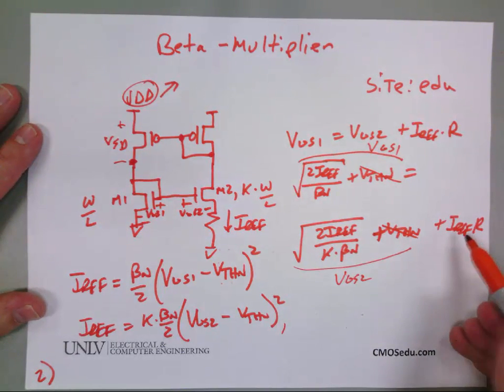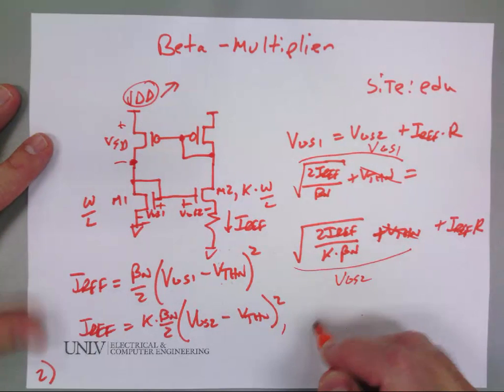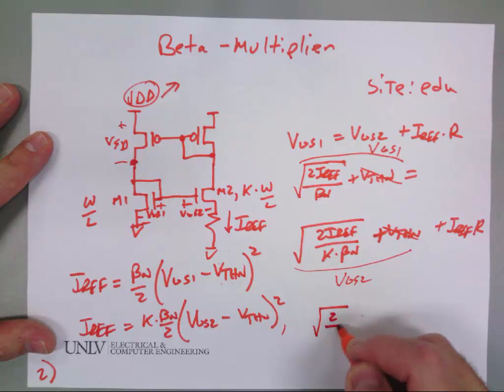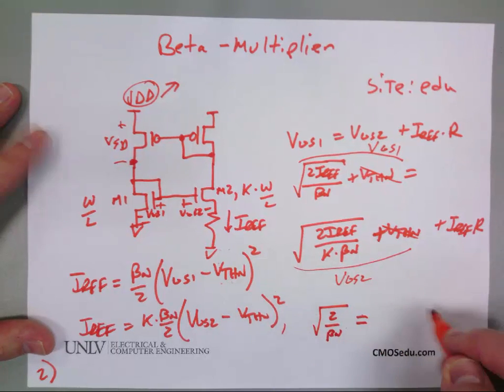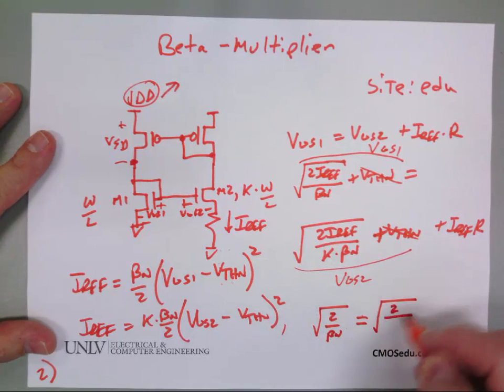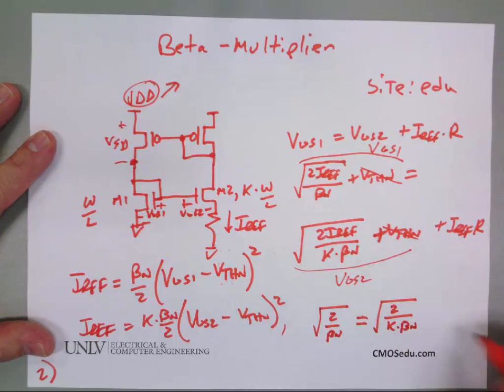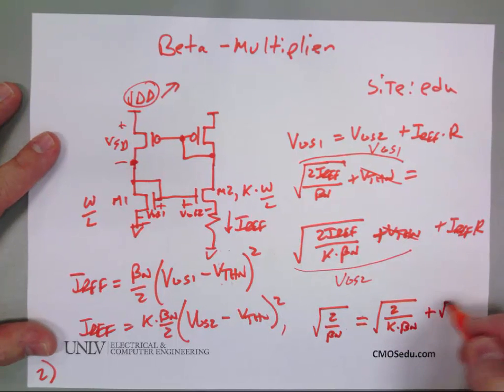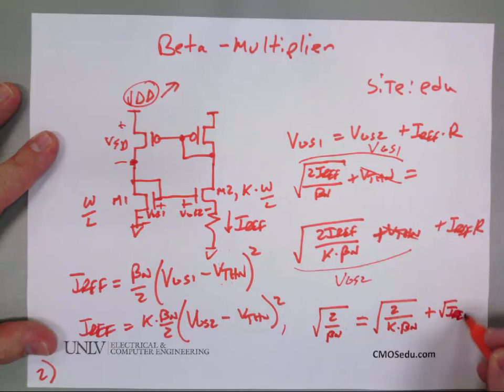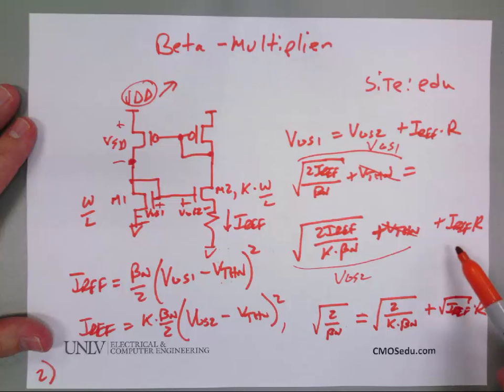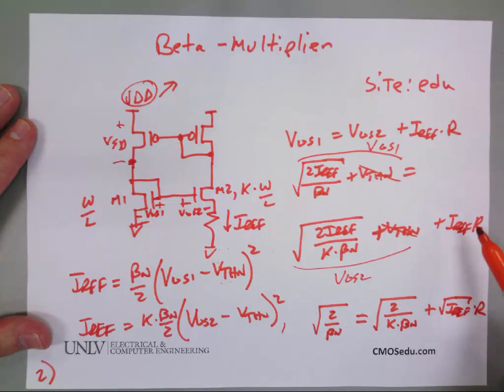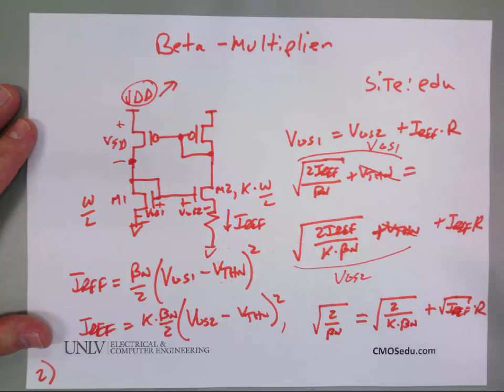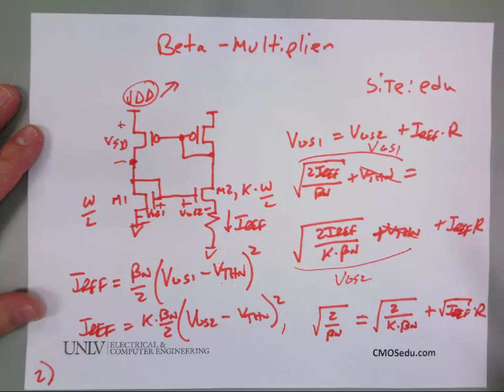Then I'm going to divide each side by square root of Iref so that I end up getting square root of 2 over beta sub n equals square root of 2 over k times beta sub n plus the square root of Iref times R. Now key is knowing to divide both sides by the square root of Iref, because you can waste some time doing algebra if you do it other ways.